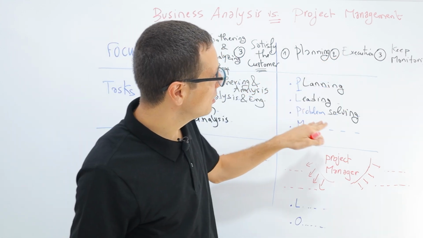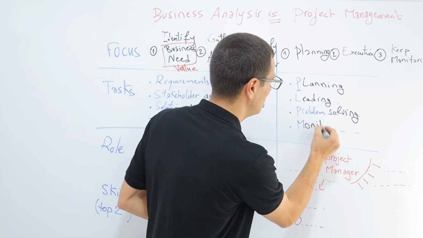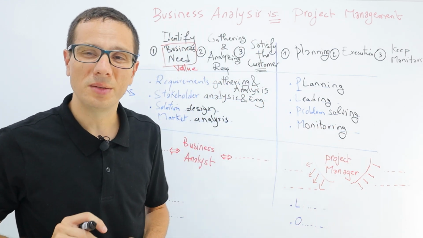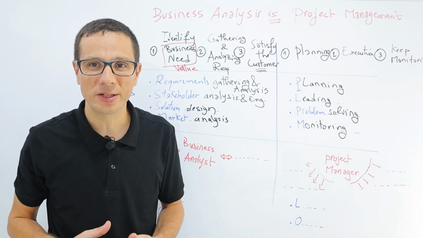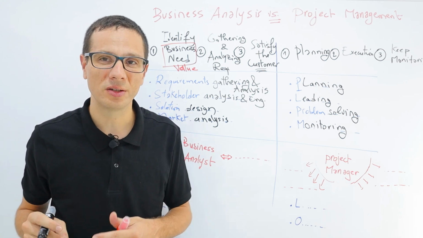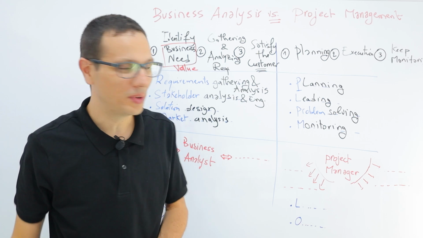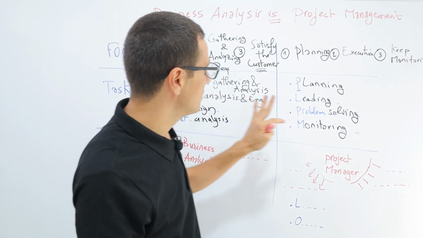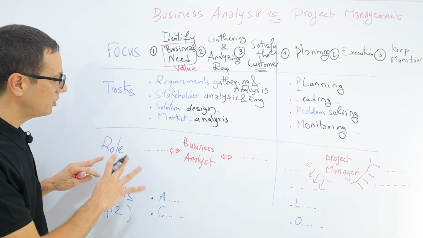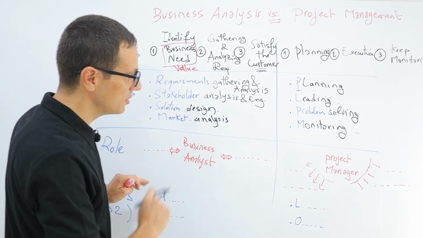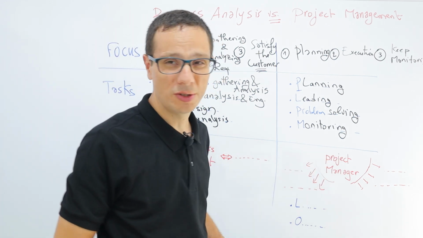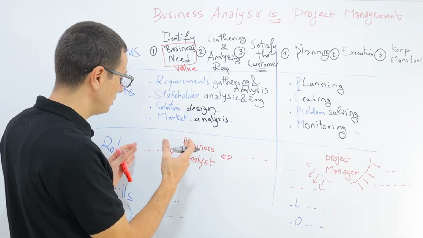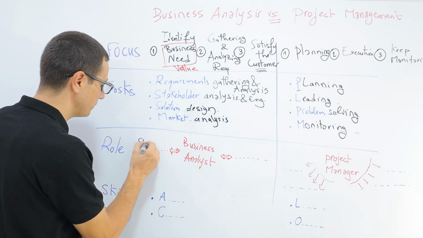And since we mentioned monitoring, this is one of the tasks that the project manager should do continuously from day one of the start of the project till the end of the project. Okay, those are the activities for business analysis and project management. Now let's have an overview of what the business analyst is doing and what the project manager is doing. The business analyst is actually the bridge between the stakeholders.